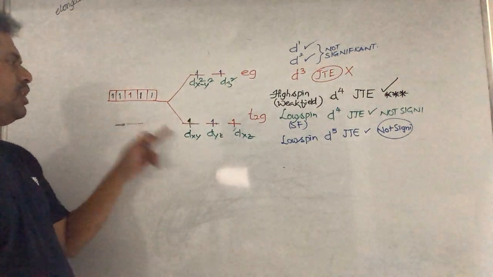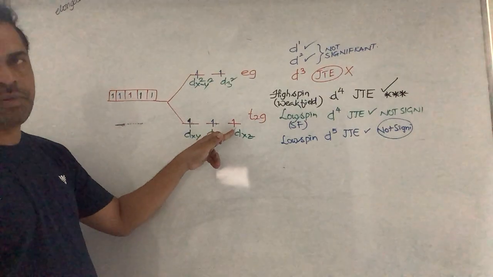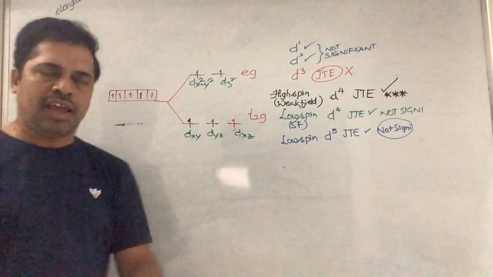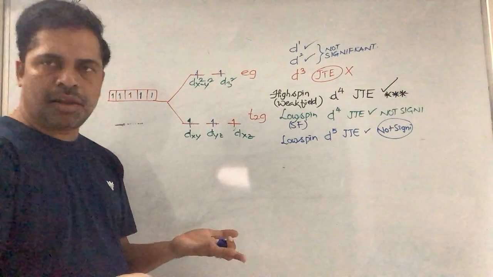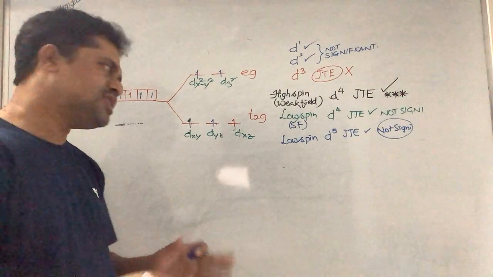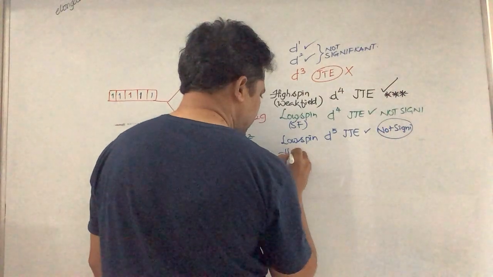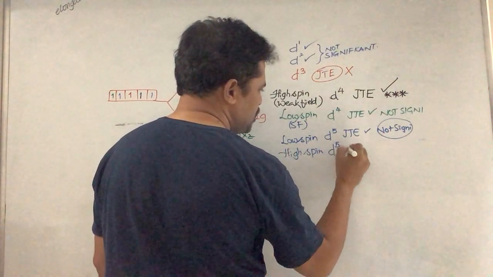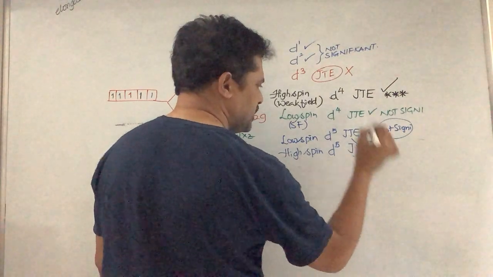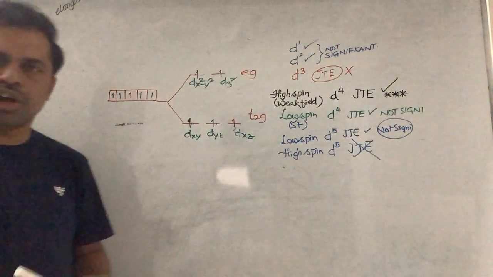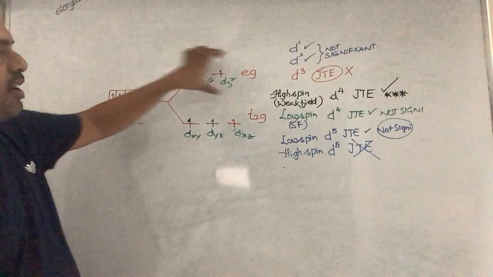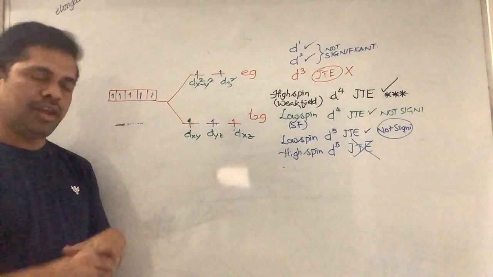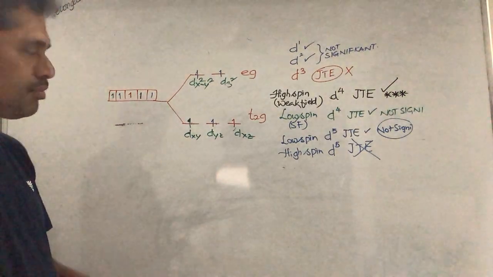For d5, high spin means 1, 2, 3 completely filled, 1, 2 completely filled. Now both have 1 electron each, so both are exactly getting the same repulsion from the ligand. So the high spin d5 configuration, very interesting: there is no Jahn-Teller effect. The reason is the electrons are completely filled. Fine. Good.